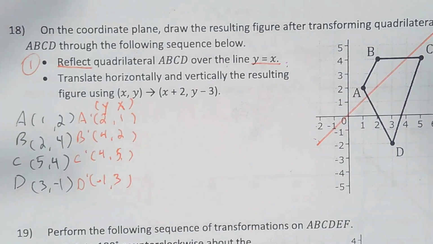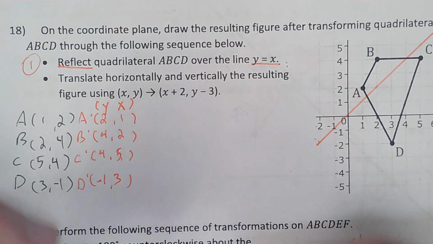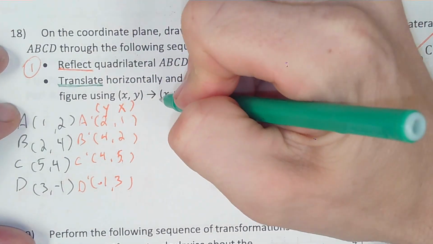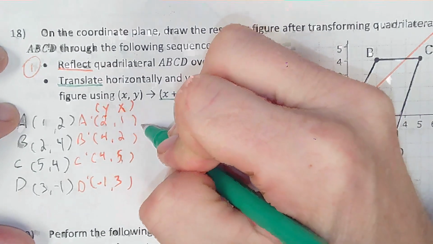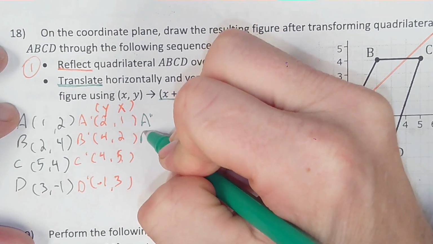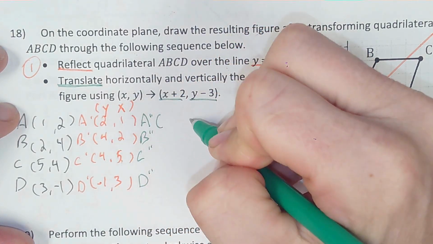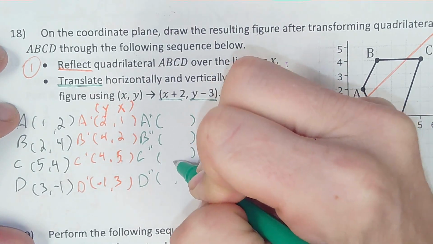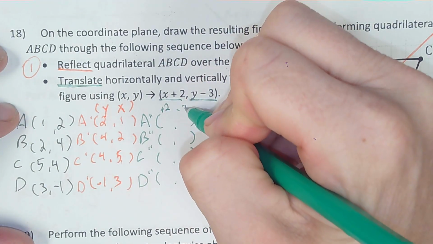The second transformation to happen, I'll do this in green. The second transformation is a translation of x plus 2 and y minus 3. So I'll set up my translation again. My A double prime, B, C, D, they're all double primes. Then I'll get my point coordinates set up to receive them. Translations are easy. My x coordinate is going to get added by 2 and my y is going to be subtracted by 3.